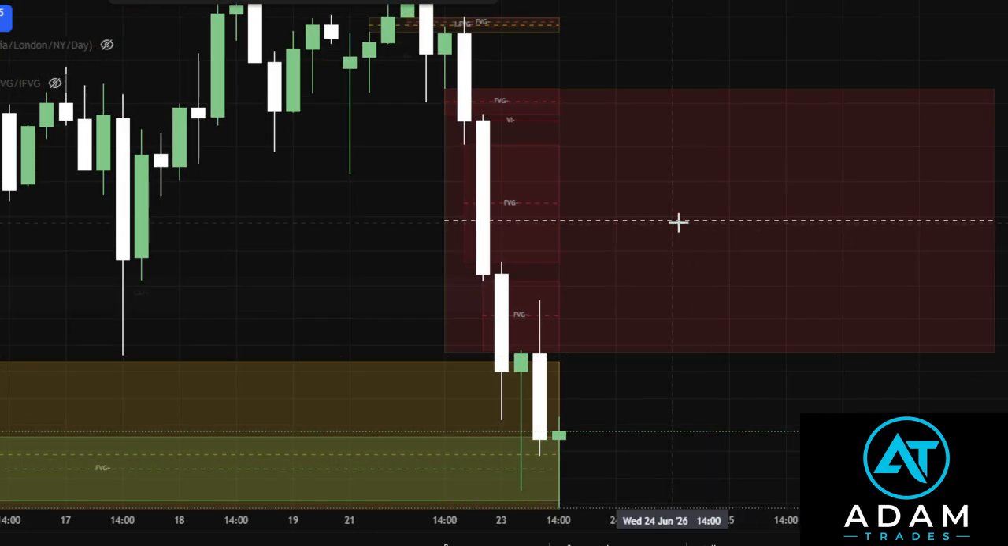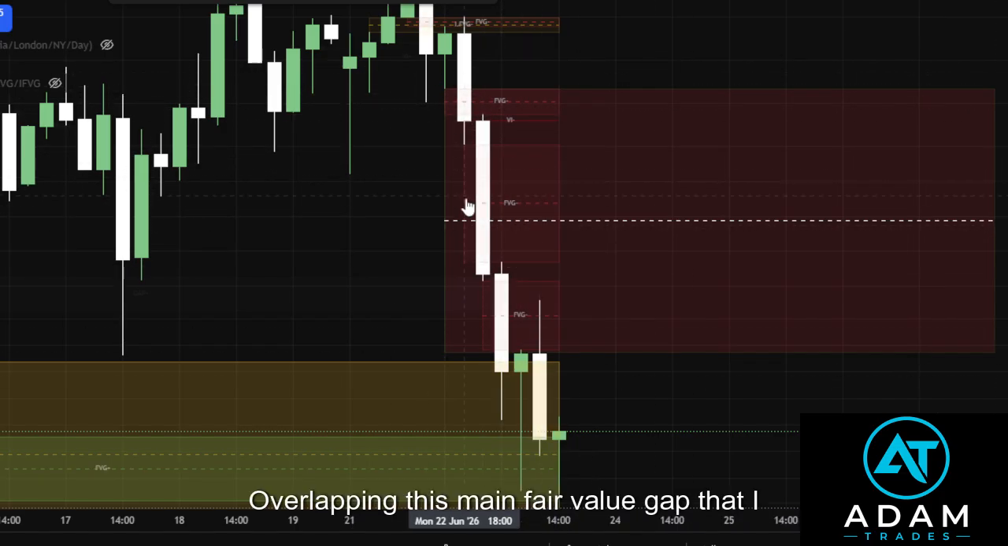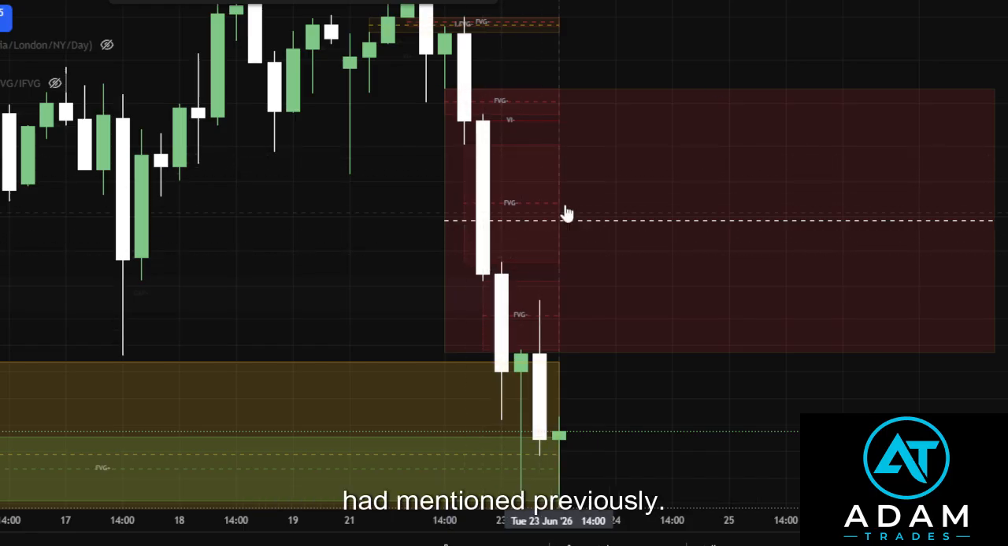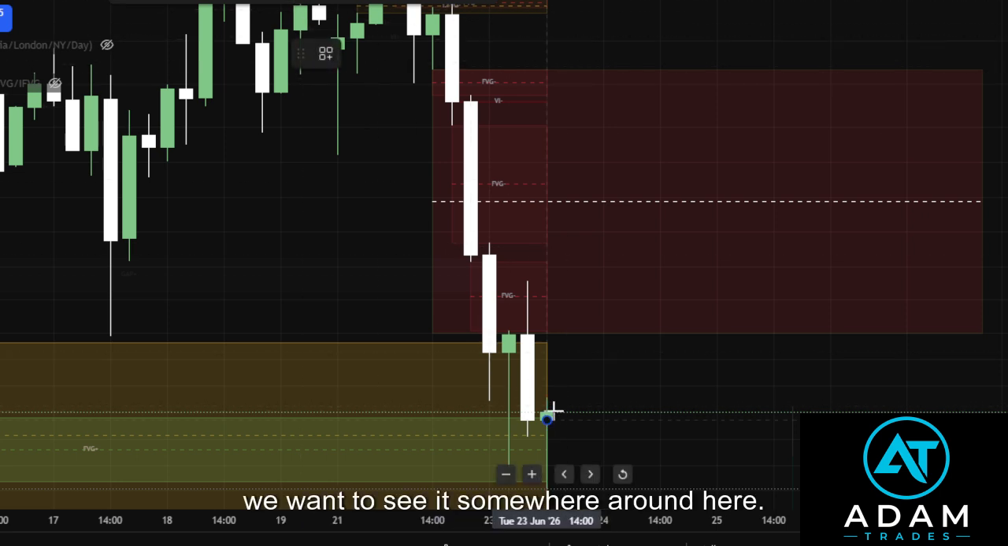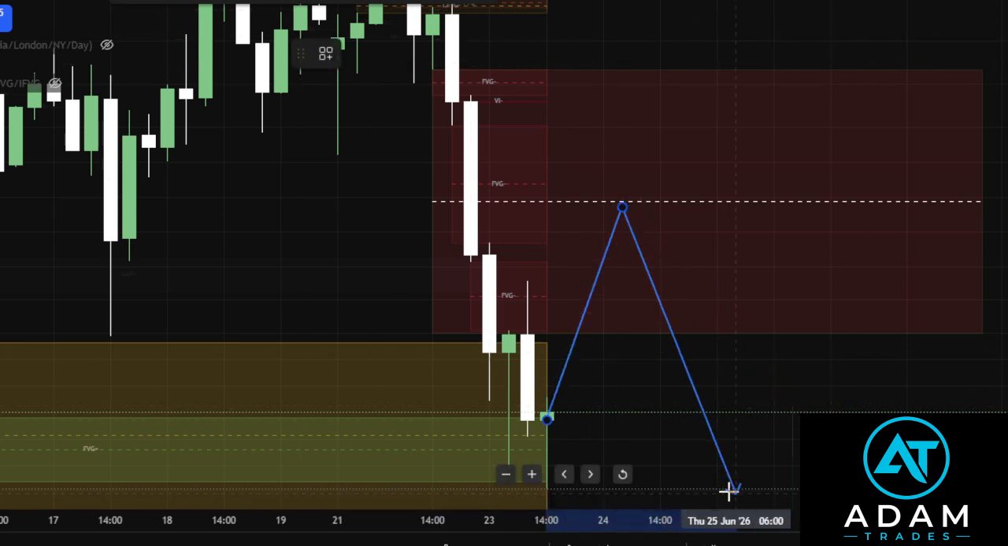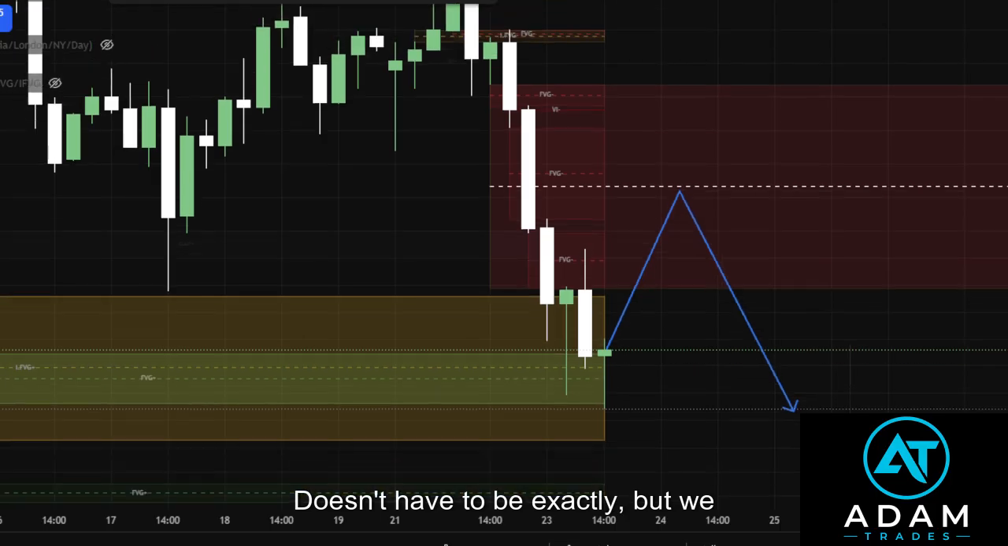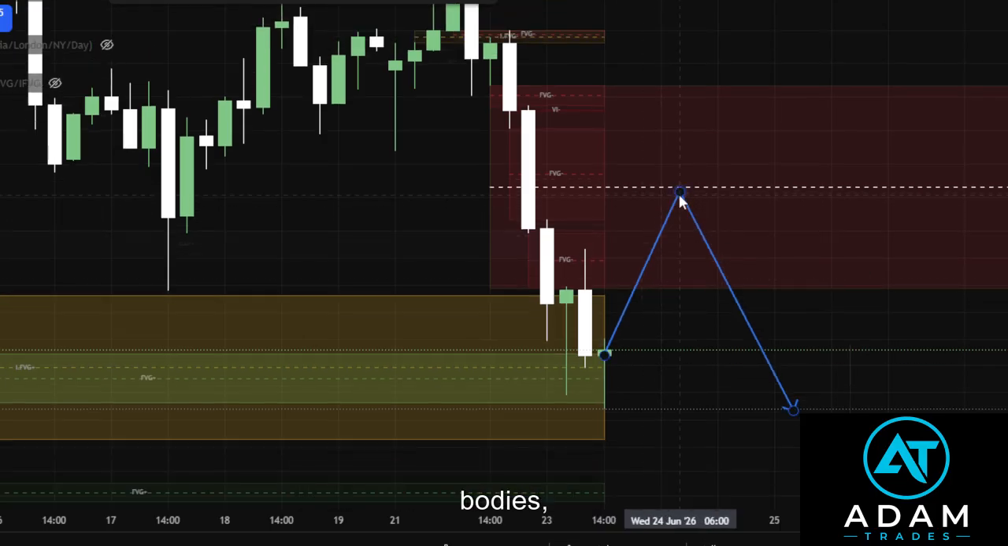Now, the 50% of all of them also is where? Overlapping this main fair value gap that I had mentioned previously. So we can be pretty certain that if we're looking for a retracement, we want to see it somewhere around here. It doesn't have to be exact, but we certainly want to see the bodies trying to be kept underneath here. We don't really care about wicks. We want to see bodies.